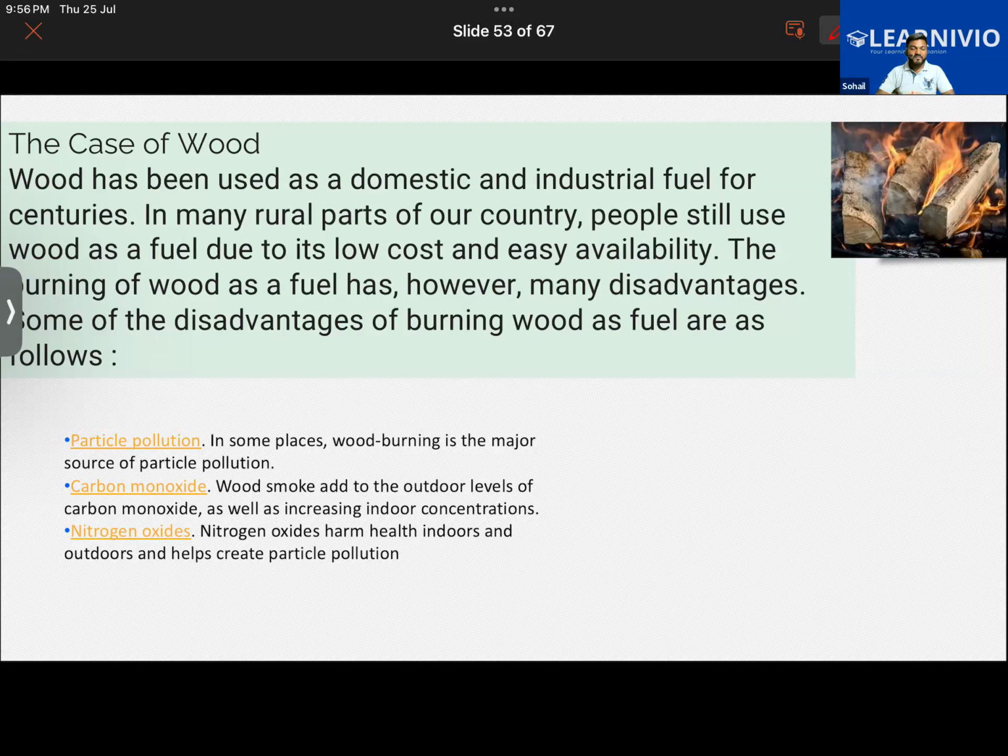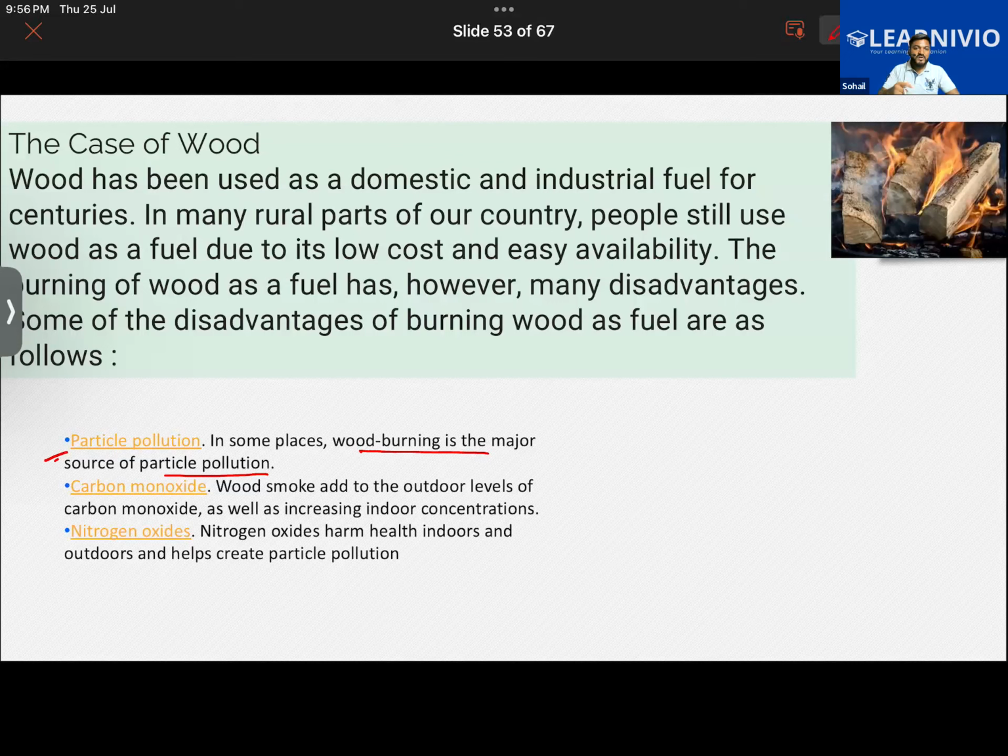But the burning of wood has several disadvantages because it is not a very clean fuel, right? Burning it will lead to many problems, like particle pollution, meaning that in some places, wood burning is the major source of particle pollution. So here we are talking about particle pollution.